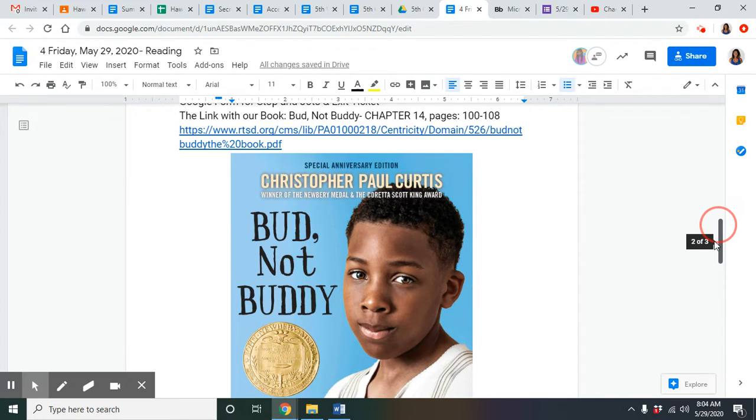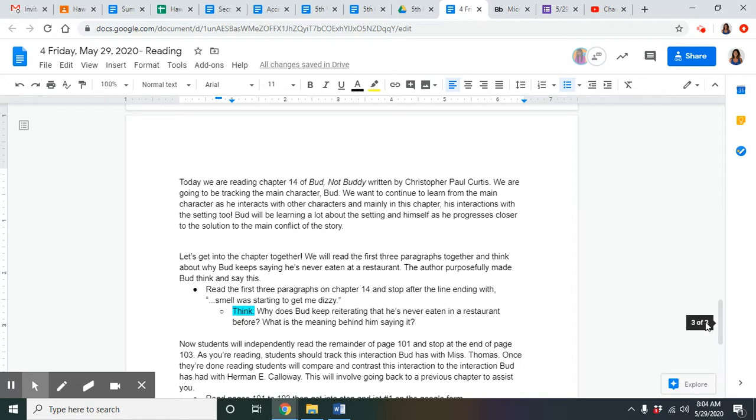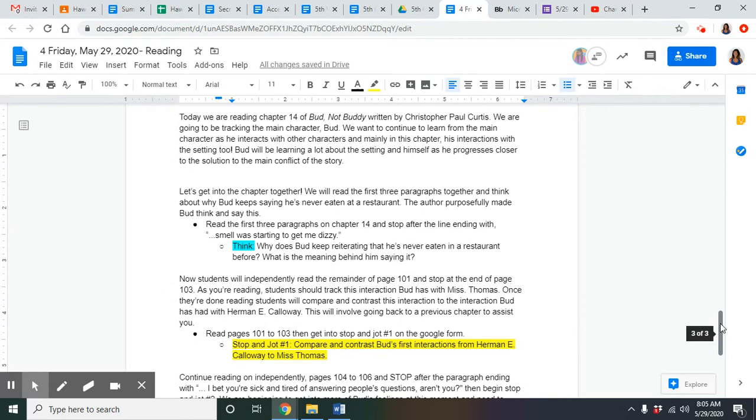All right, let's get into chapter 14 for today. We are going to be reading chapter 14 of Bud, Not Buddy, and we're going to be tracking the main character, Bud. We want to continue to learn from this main character as he interacts with other characters in this chapter. We need to track these interactions and what's going on within the setting. We will learn a lot more about Bud as he progresses closer to the solution to the main conflict of the story. Make sure you follow along closely with this video so we can all discuss together what's going on.